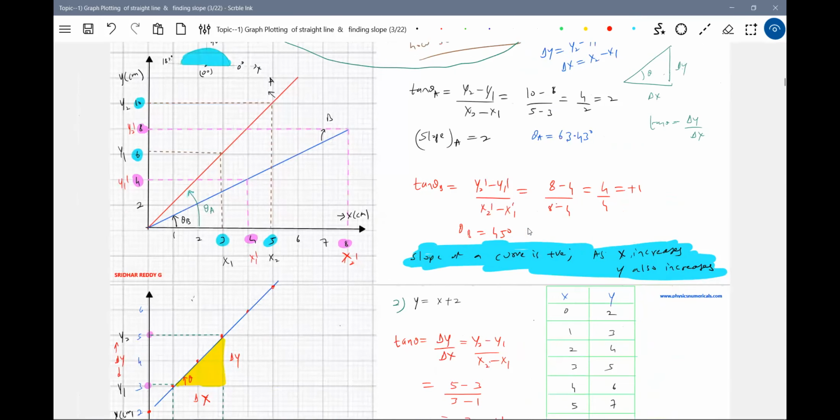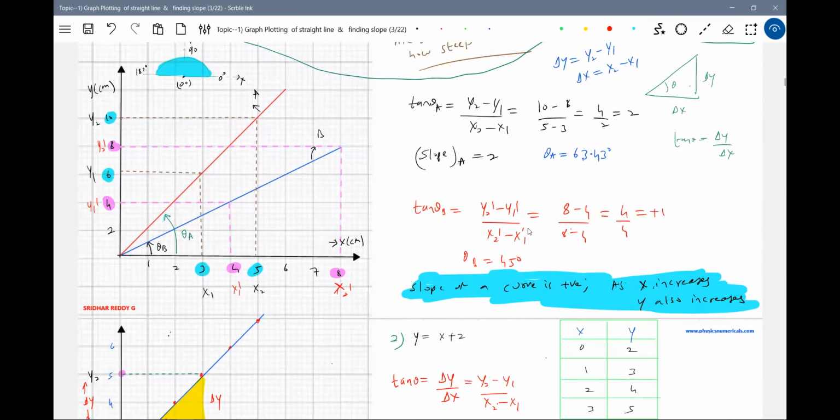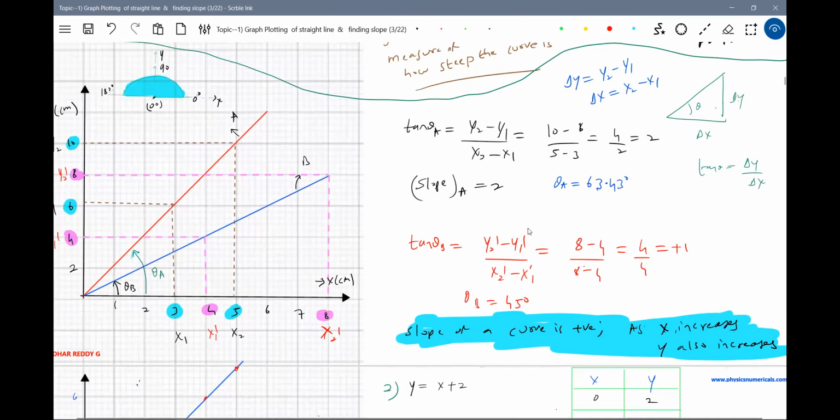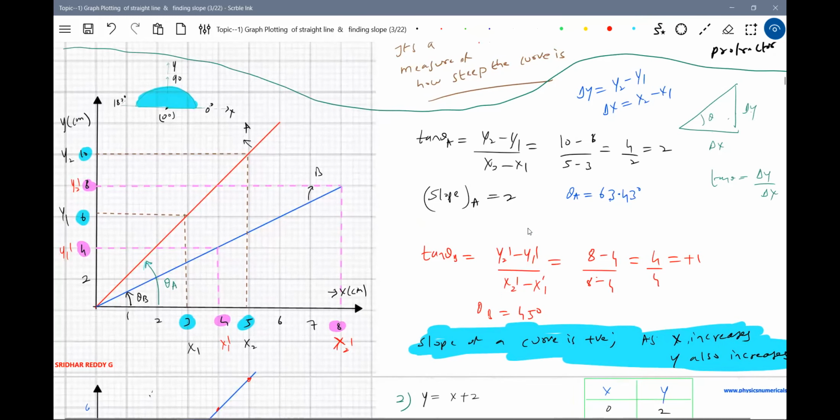Now I'm bringing another one. I try to look at only this upper part of the thing. There are two straight lines I drew. One blue color straight line is B, and the red color straight line is A. The two lines I drew. So what about their slopes is what I'm asking. Can we calculate their slopes?